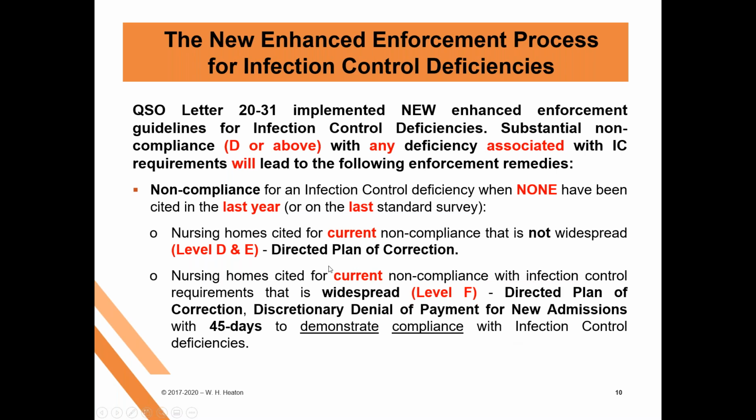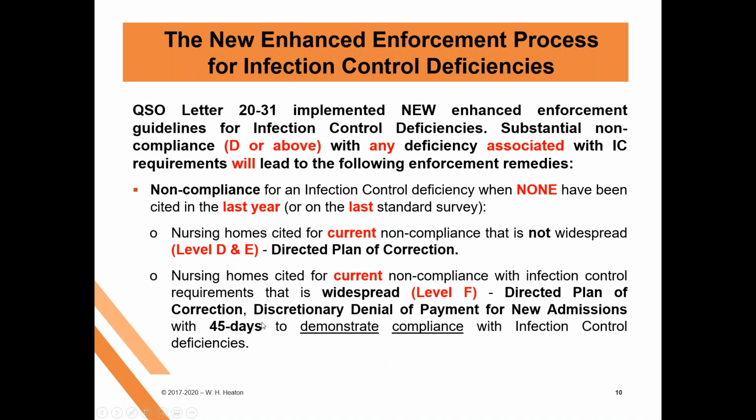The penalties are a directed plan of correction, a discretionary denial of payment for new admissions, and you have 45 days to demonstrate compliance with the infection control. The directed plan of correction, you must also provide with the plan of correction, and you actually have to do a plan of correction, a 2567, even though the state is going to tell you what you're going to do. You're going to have to provide the corrective measures, and as a part of the corrective measures, a root cause analysis. They want to know what you found, how you're going to correct it, and what measures you have implemented to monitor the success of that. And that's all part of the directed plan of correction and root cause analysis.